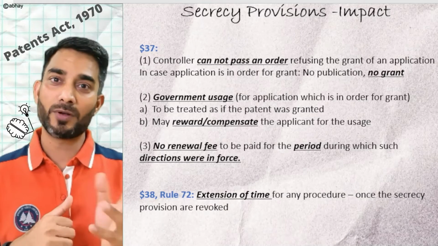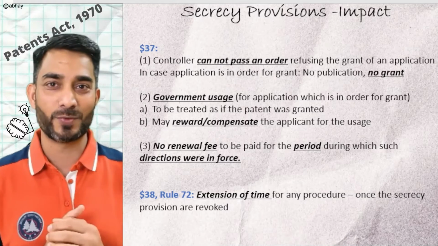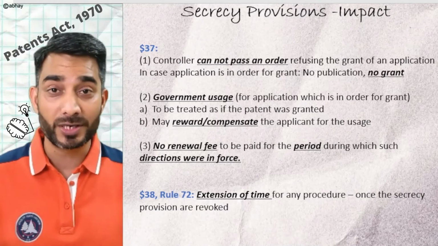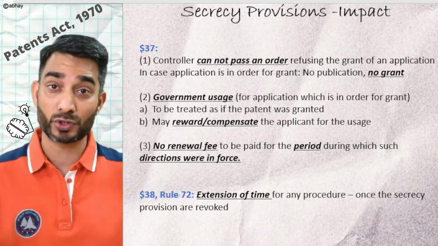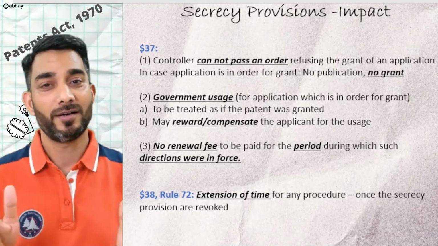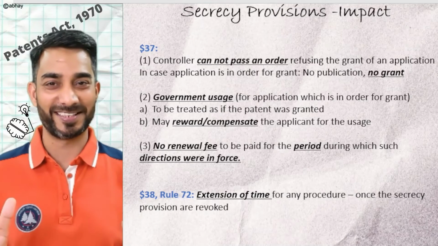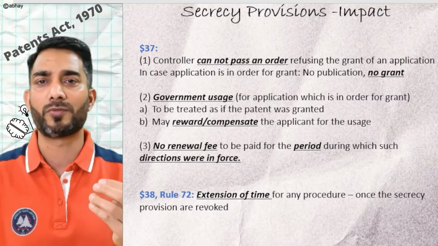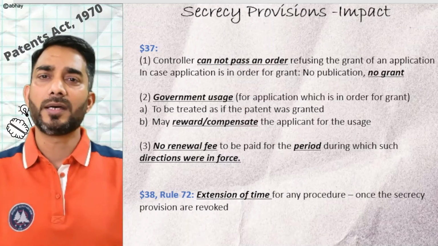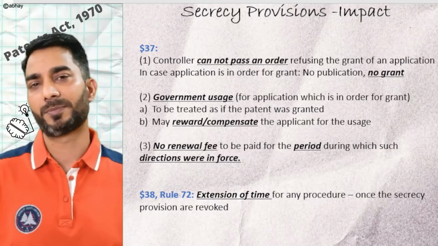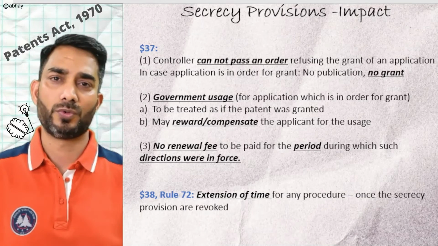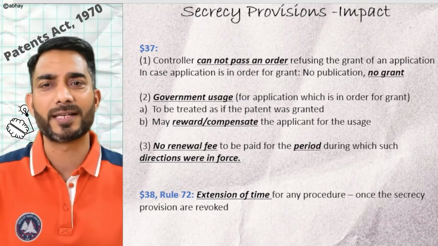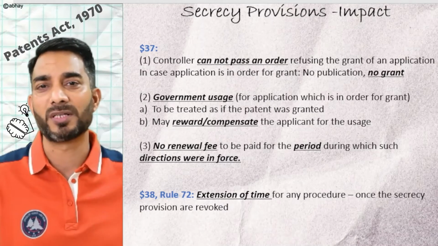Interestingly, the renewal fee that becomes applicable from the second year onwards, that you have to pay after the grant of the patent, need not be paid for the entire duration for which the secrecy direction was in force. Some saving grace. Finally, with respect to any deadline for any activity that you need to perform, or any document that you need to submit, extension of time is available as per Rule 72 and Section 38. We discussed this during request for examination also, where we get an additional 6 months once the secrecy provisions are revoked.